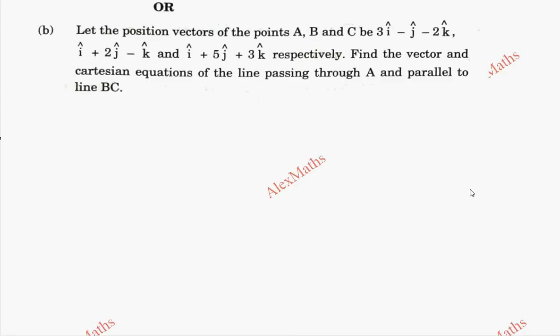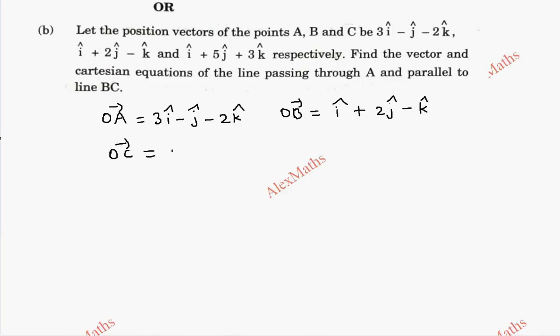Next, our question B part, we have given the position vectors of points A, B and C. So we take the OA vector, which is the first one, 3i minus j minus 2k. OB, the second point, the OB vector, is i plus 2j minus k, and the OC vector is i plus 5j plus 3k.